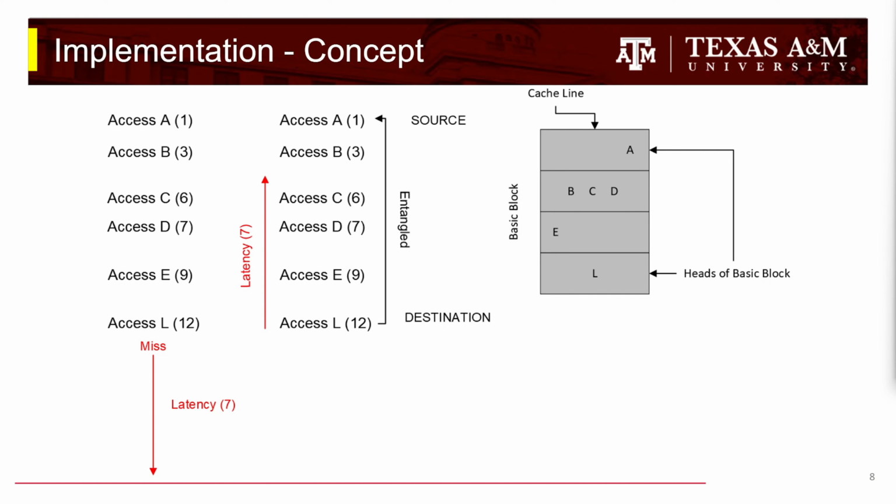Access B lines up with the latency of access L's miss, but to simplify the process, prefetches are entangled to basic blocks, resulting in the entangling of access L's prefetch with the basic block starting with access A. Then, whenever instruction A is accessed, instruction L is then prefetched.